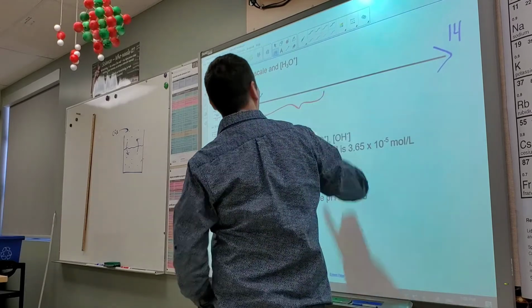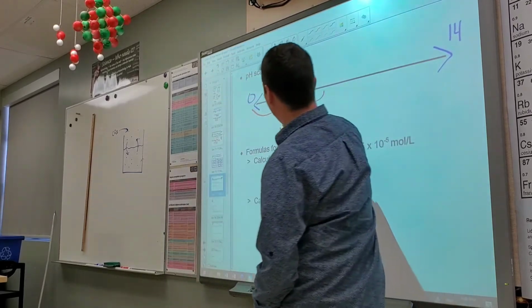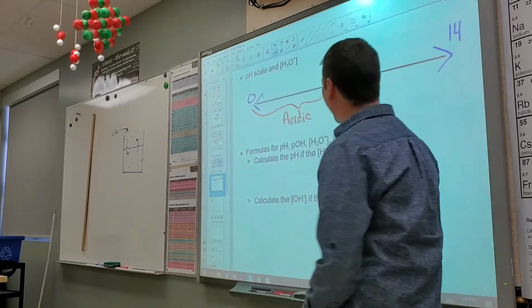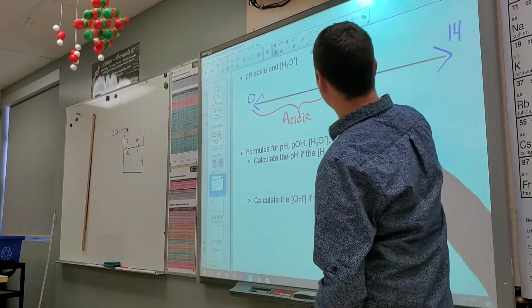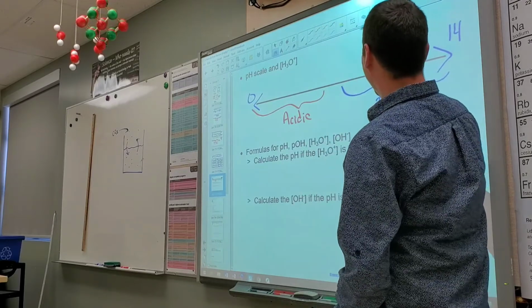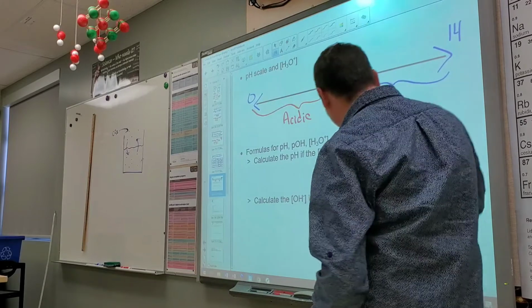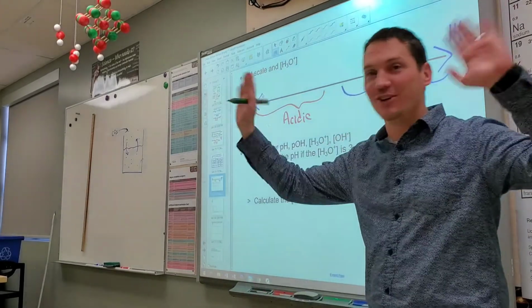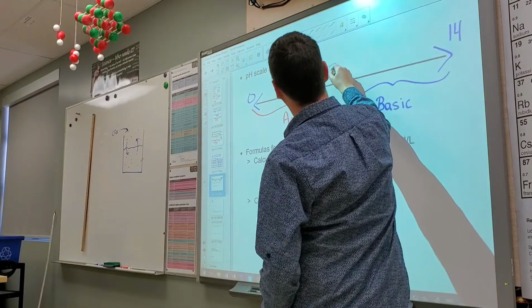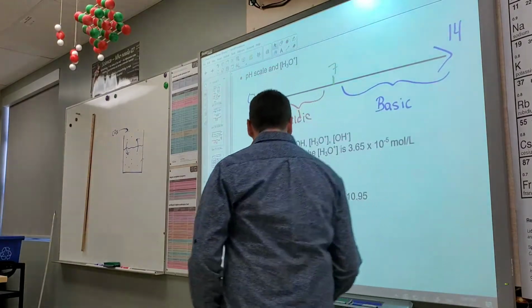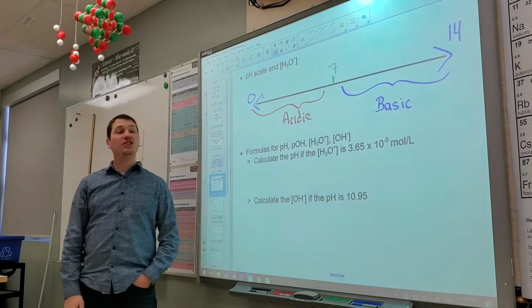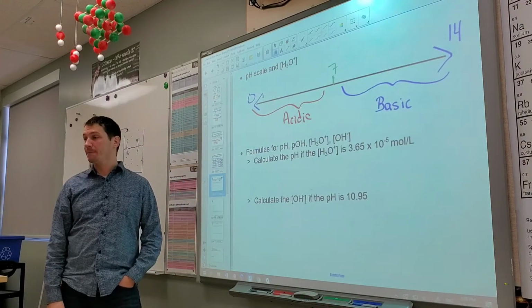So 0 all the way up into a certain value is acidic. What is that certain value? 7. Good, perfect. Now what I want to know is the hydronium concentration.